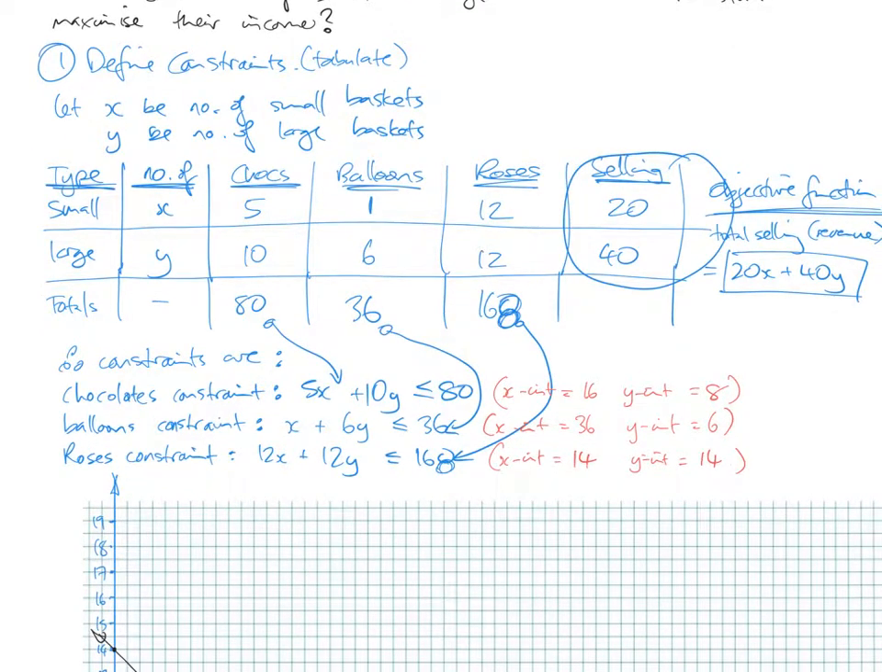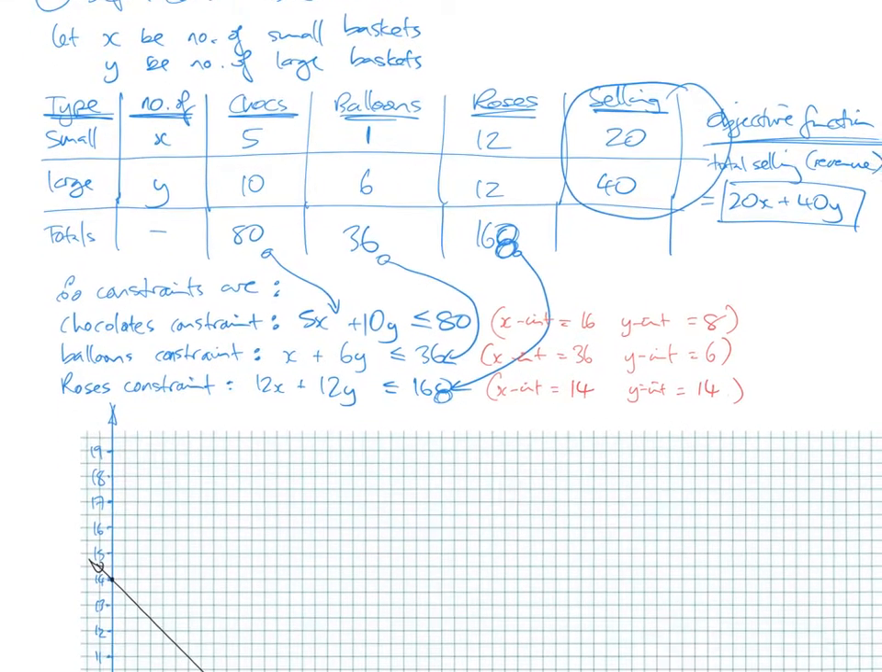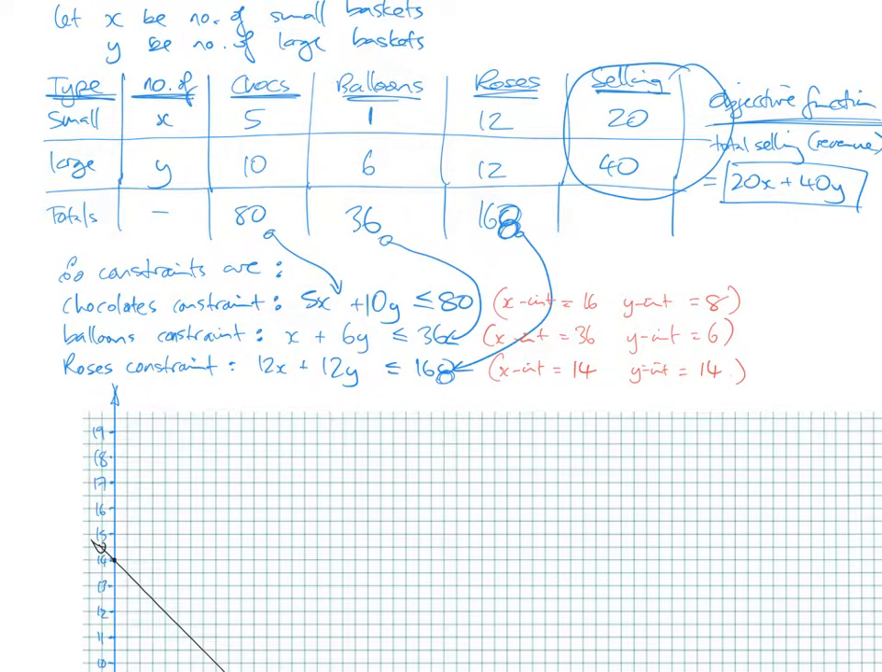When you total them up, I've already told you before, it helps to total them up so you can see what the constraint's going to be. So your chocolates constraint is going to be 5 times the number of small baskets plus 10 times the number of large baskets, has to be less than or equal to 80 because that's all they've got to play with. Balloons is going to be 1 balloon plus 6 balloons in the large basket, less than or equal to 36, and 12 roses in the small, 12 roses in the large, less than or equal to 168. And I've already gone and found the intercepts here by substituting 0 into x and y to find those intercepts for general form.